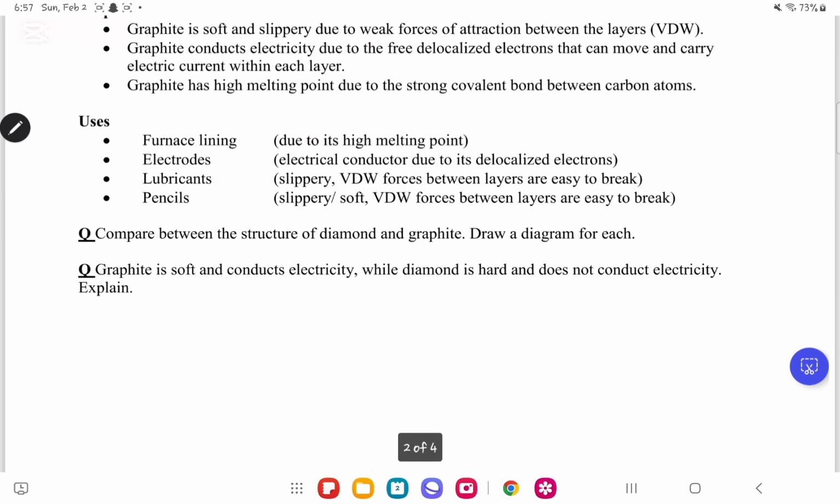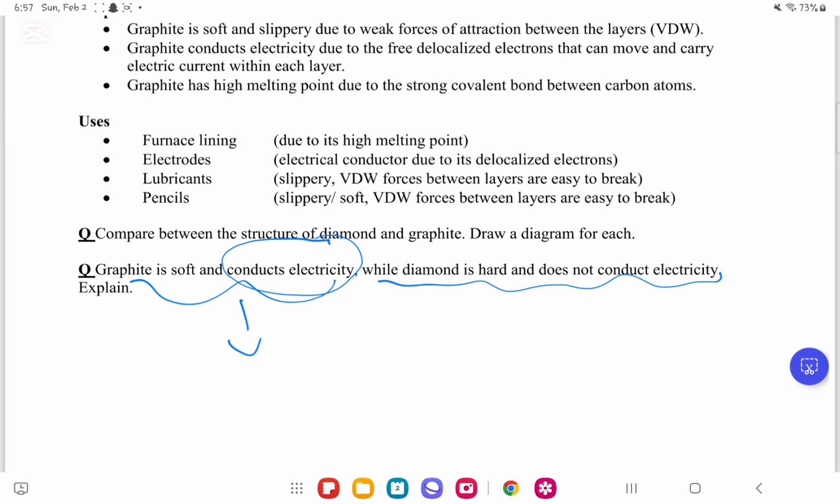Now, graphite is soft and conducts electricity, while diamond is hard and does not conduct electricity. Explain. Because there is an electron cloud formed by the free electrons in graphite, there are weak van der Waals forces. These van der Waals forces cause the graphite to become soft, and the free electrons in the electron cloud cause the electrical conductivity. Whereas diamond does not have these gaps or these clouds of electrons. Instead, it's hard, and because there are no free electrons, it does not conduct electricity.